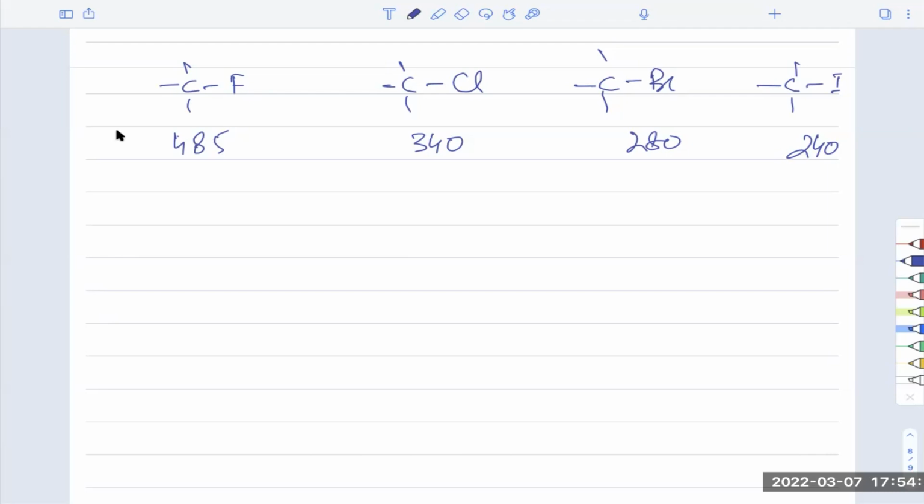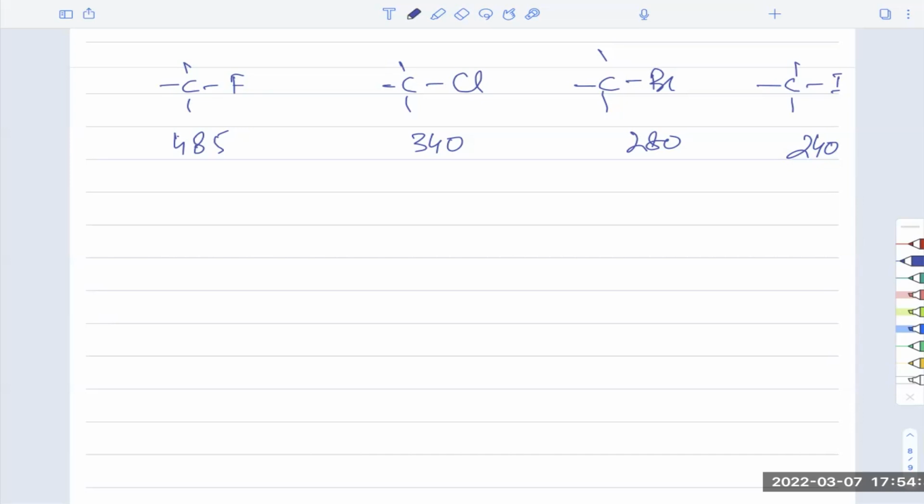Now, of course, what this means is that when they're going to react, iodoalkanes are going to react the fastest, and fluoroalkanes are going to react the slowest. Because it won't let go of it, so when the fluorine won't let go, where will it go to react?